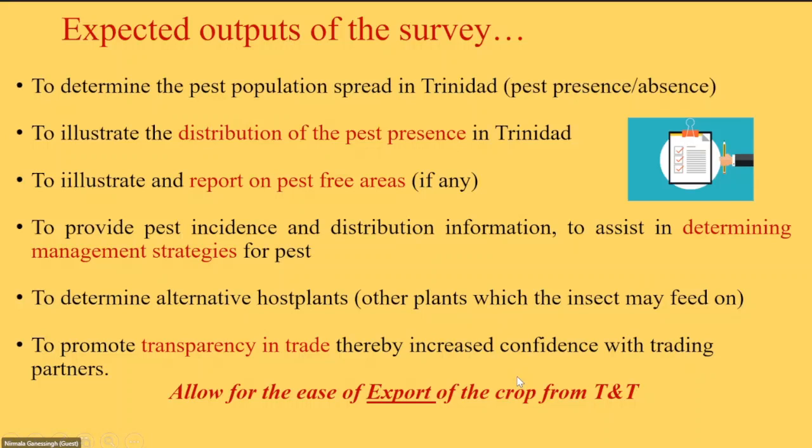So the expected outputs from the survey: to determine the pest population spread in Trinidad, meaning pest presence or absence, to illustrate and report on pest-free areas, if any, to provide pest incidence and distribution information, to assist in determining management strategy for the pest, to determine if there are alternative host plants, meaning that if we find this insect feeding on other plants or other species, to promote transparency in trade, thereby increasing confidence with trading partners.